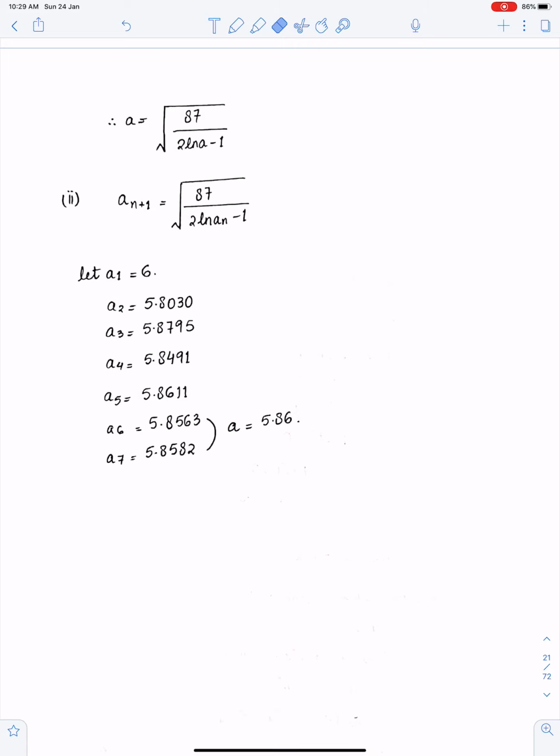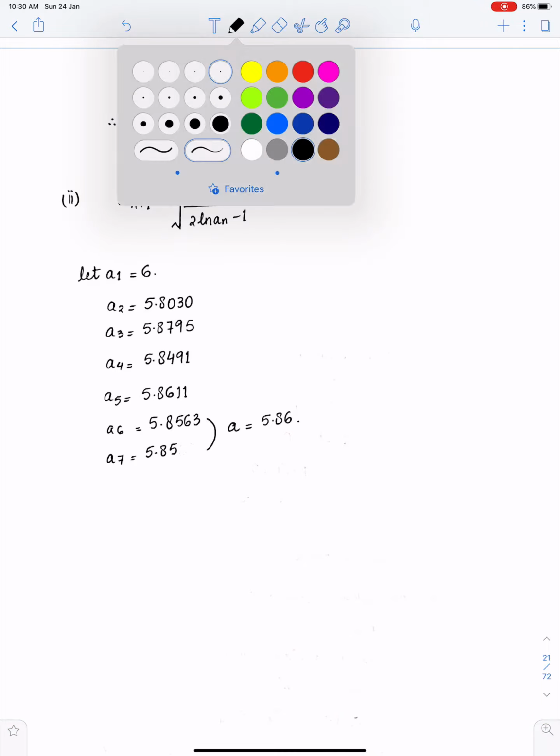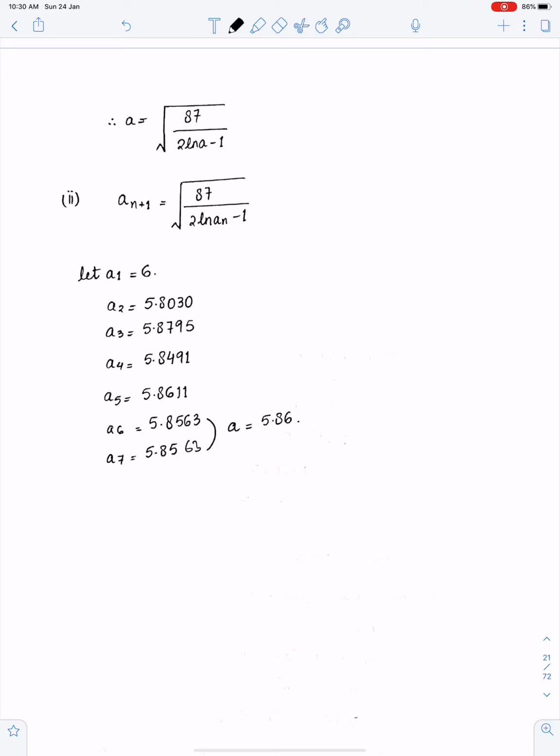I think there is something wrong here. Let me correct this. Maybe this number is either 63 or this is 63. Not sure. You can check this later. I'm writing this as 63. You can check this later. You can do this yourself.